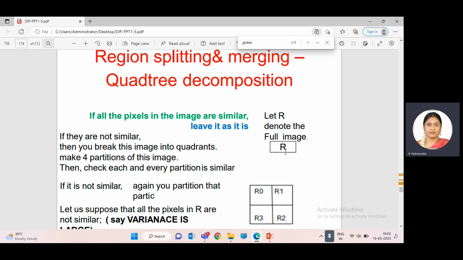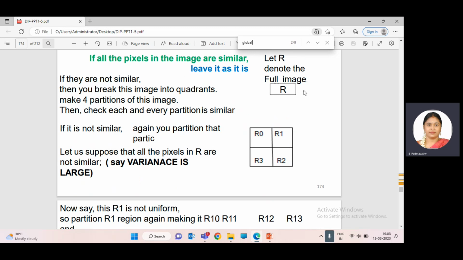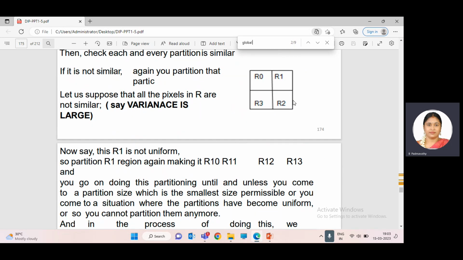And here we use a process called quadtree, where a quadtree is a tree in which nodes have exactly 4 descendants. See, 4 descendants in the sense it has 4 subdivisions. My image is R and I'm partitioning it into 4 parts, which are called R0, R1, R2 and R3. Then it is called a quadtree. As we all know, quad represents 4. So R is divided into 4, and I'm dividing it in the form of a tree. So it is called a quadtree. And here the variance is very large.